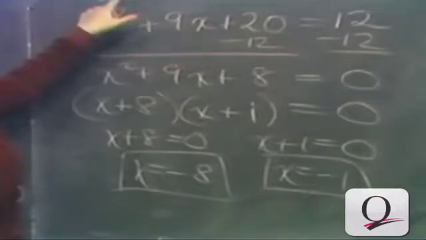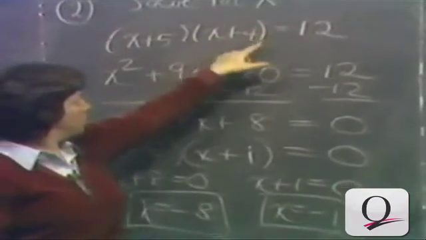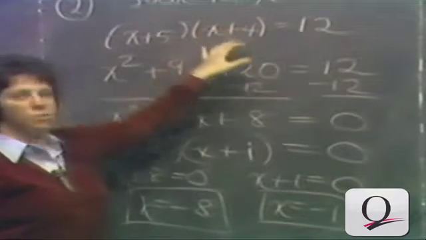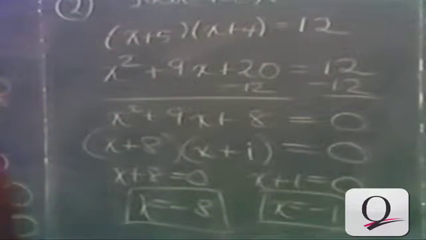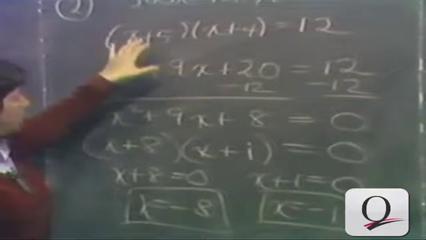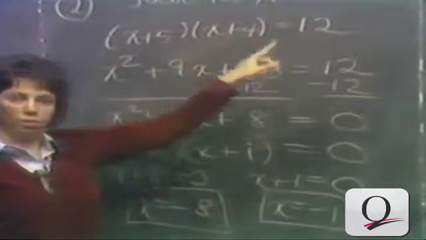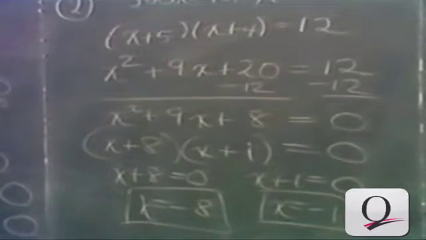Checking minus 8 plus 5, that's minus 3. Minus 8 plus 4 is minus 4. Minus 3 times minus 4 does give you plus 12. And working with minus 1 plus 5, that's 4. Minus 1 plus 4, that's 3. 4 times 3 also gives you 12. So they both check out.